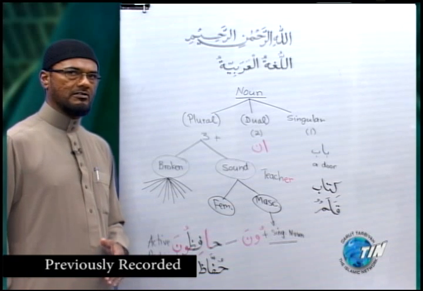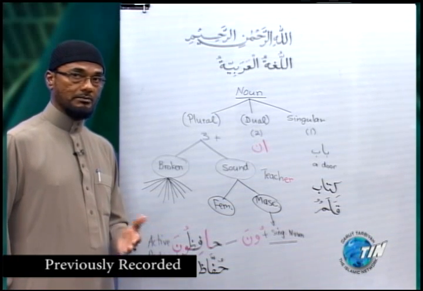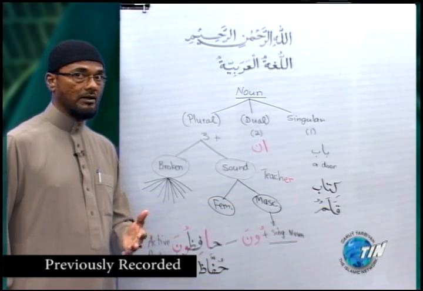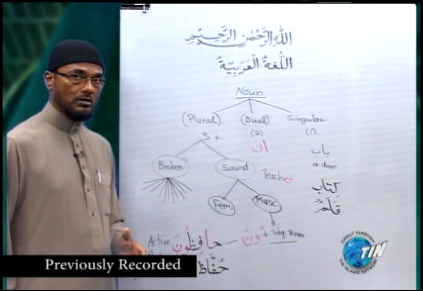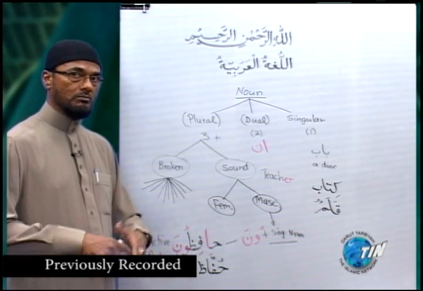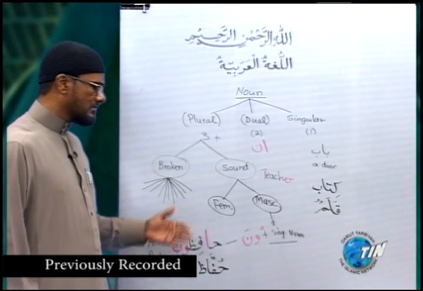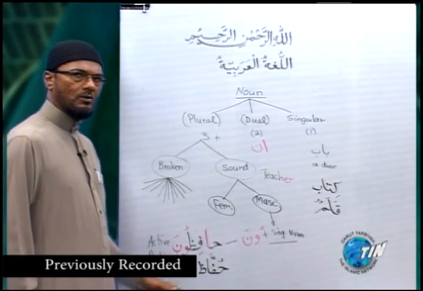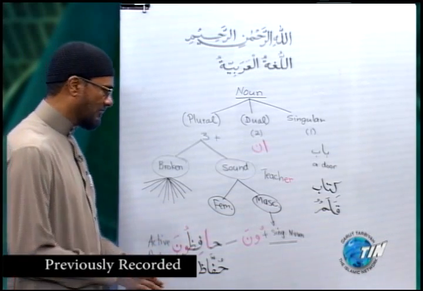In the English language, we also have words that may have more than one plural. Like, for example, you have the word brother. We could say brothers, or we could say brethren. Both of them are plural. So you may have one word with more than one plural, and the Arabic language is very rich in that regard. You know, we have different ways.